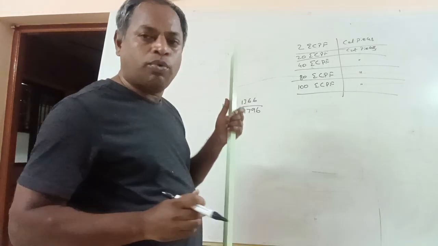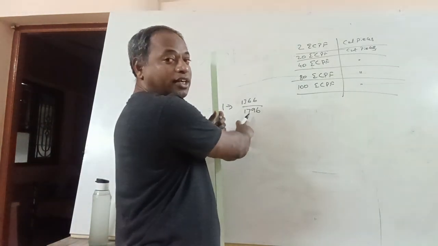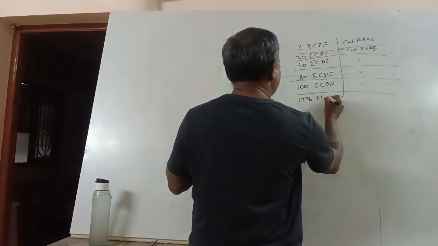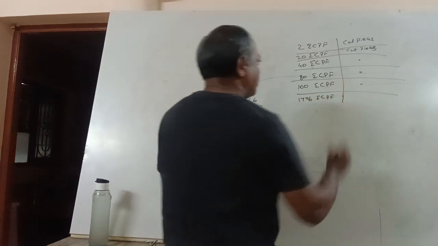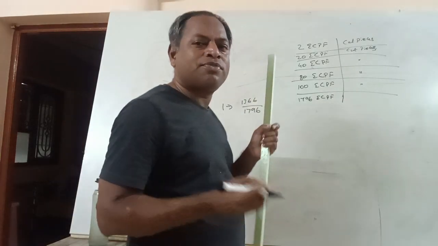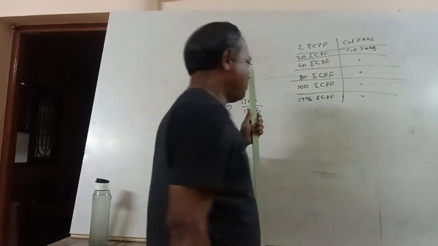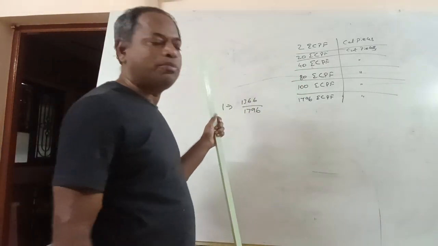When you cut this one whole chocolate stick into 1796 times, 1796 equal cut piece family, then it becomes cut pieces but very small in sizes. Okay? It becomes small cut pieces.